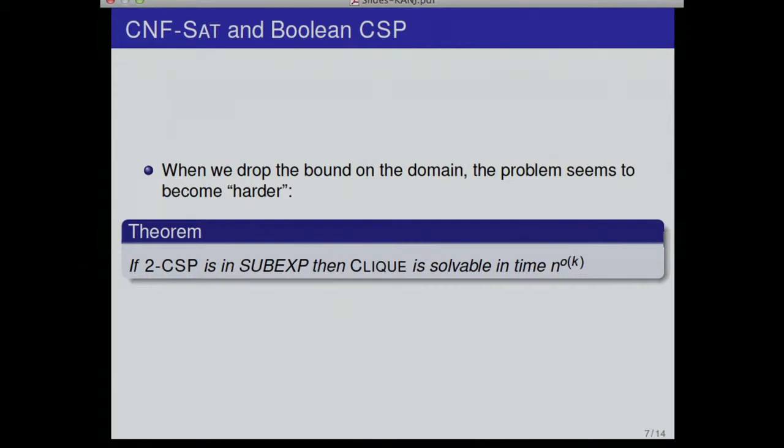Now, what we show is that if you drop the bound on the domain size, so you allow unbounded domain size but keep the upper bound on the arity, even if you consider binary CSP, then we give evidence that the problem becomes harder, in the sense that if you could solve binary CSP in subexponential time, then you could solve clique in time n^{o(k)}. Of course, if clique is in n^{o(k)}, this implies that ETH fails. But the other direction is not known and is not believed to be true in general.